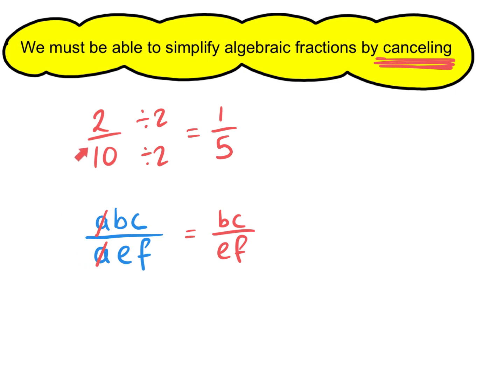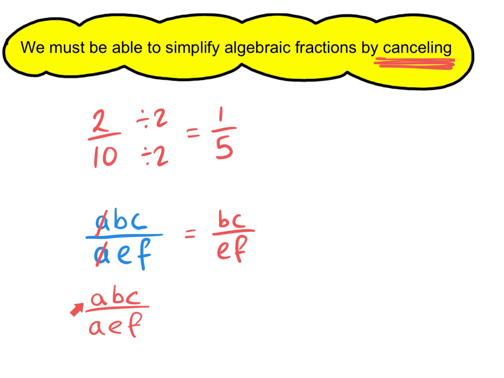What we're actually doing is the same as what we've done up here. We're actually dividing the top and the bottom by something, and the cancelling out is just a way to show that. So what I'm going to do is rewrite this and show you what's actually happening. If we look at the ABC over AEF, again, what they both have in common is A and A. Now, when we simplified this basic fraction, we recognised that both of these were divisible by 2, so we divided by 2 and divided by 2.